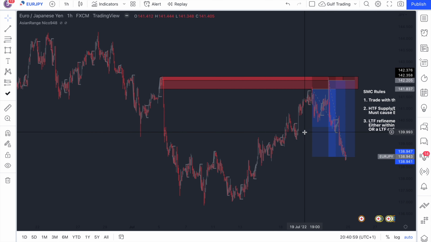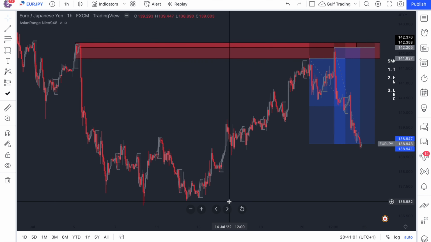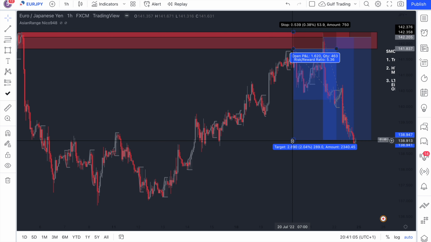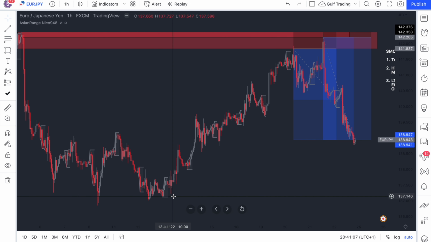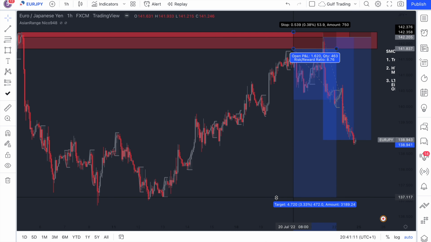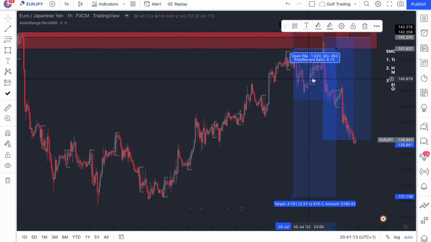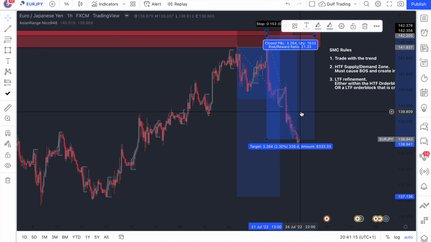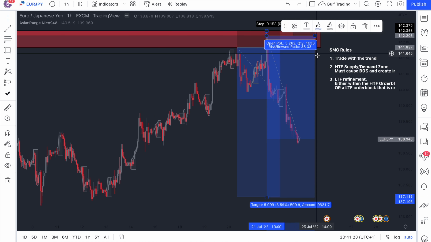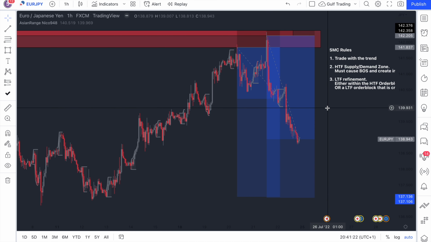And for my targets, I am targeting this Asian low liquidity. I mean, you could target the bottom, but for me, this is just a little bit safer. And if you look at the profit, even on the higher time frame unrefined entry, you're getting 8.5%, and on this one you can get 33%. So again, very nice trade. We'll see how it plays out.